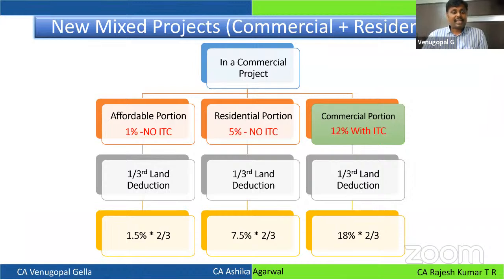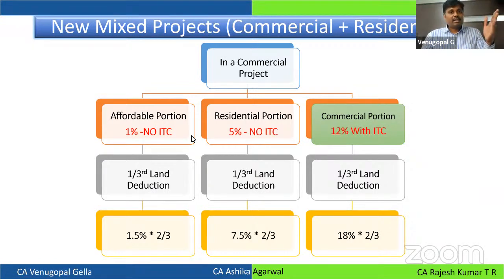A rate of tax will be independent, which means to the affordable portion, I will be charging 1% on the total consideration. For a residential other than affordable, I'll be charging 5% on the total value. When it comes to the commercial portion, I would be charging 12%. The only thing you can see in green color is with input tax credit. This is the tax to be applied in a single project. There are three different aspects and three different customers, three different tax rates.